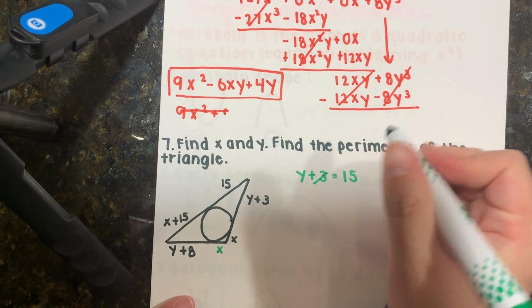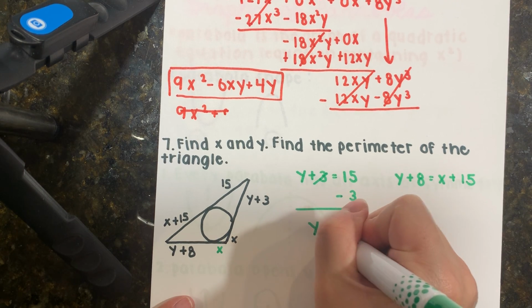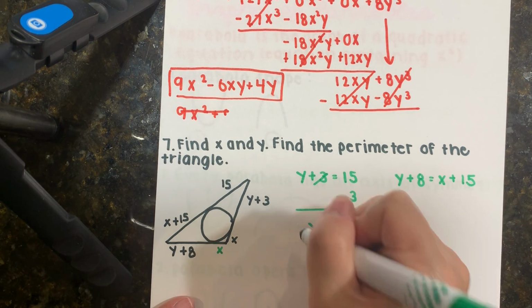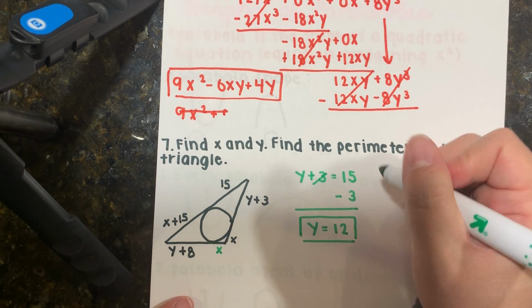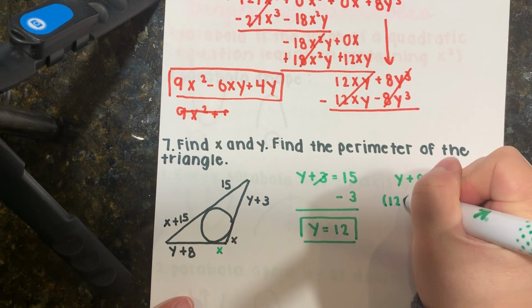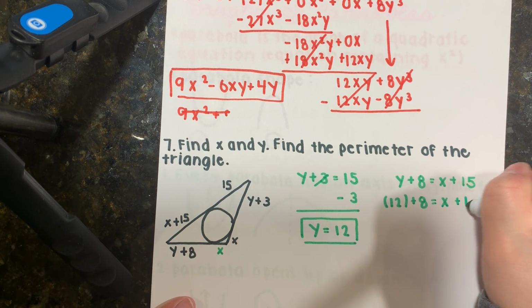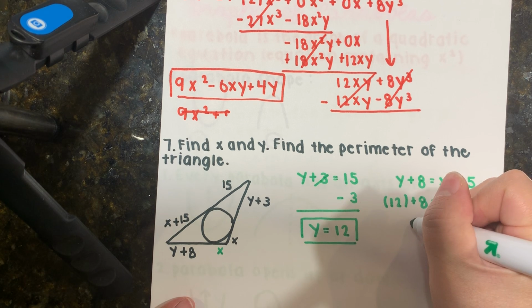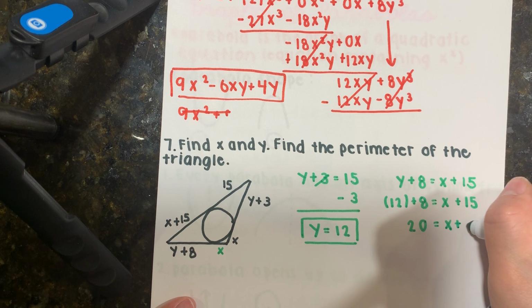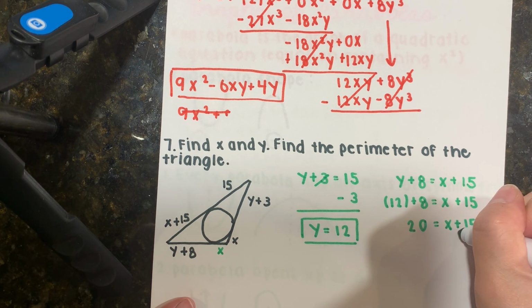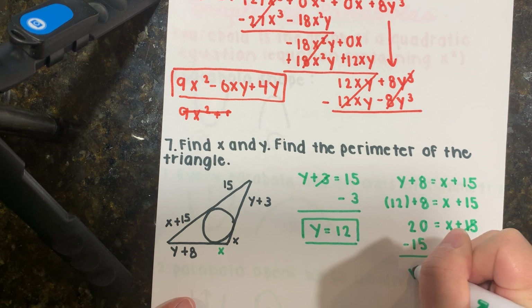The first thing would be to solve for what y is equal to by subtracting 3. So I'm going to get y is equal to 12. That's one of my answers. Once I know that, I'm going to plug it into this side. So that would be 12 plus 8 equals x plus 15. And 12 plus 8 is going to be 20 equals x plus 15. So when I move the 15 to the other side, I'm going to get x is equal to 5.